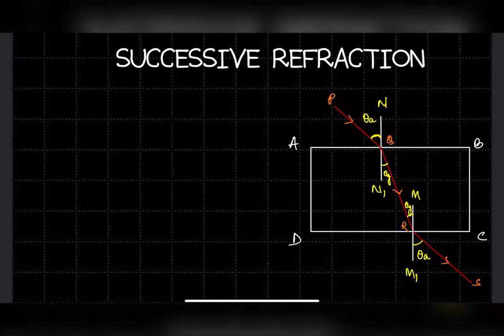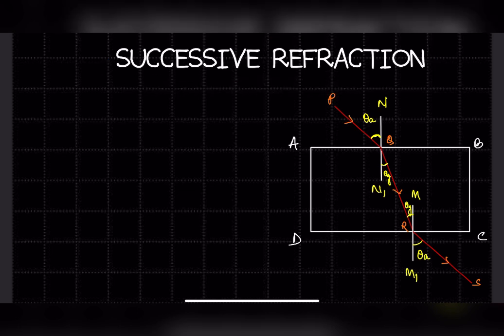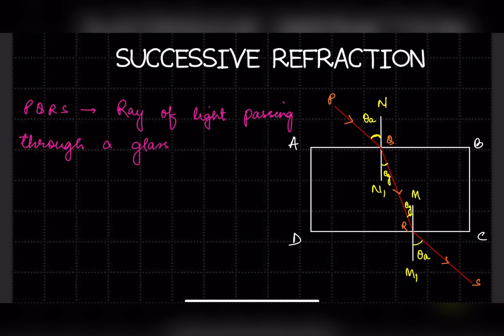What shall I do? Let's have some fun. What fun? PQRS. What is PQRS? It's a ray of light passing through a glass slab A, B, C, D.